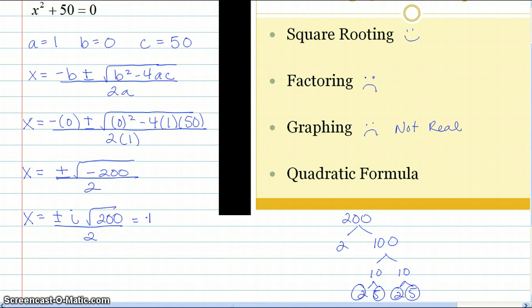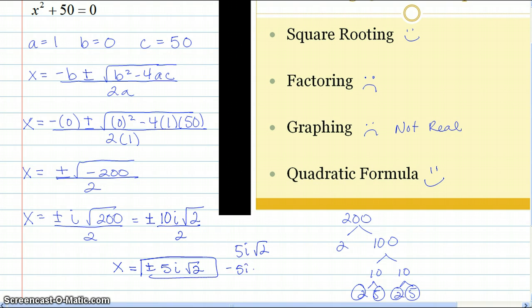So that would look like plus or minus, well, 2 times 5 is 10. The only single that's left is the 2 over 2. And then because there's only one single term on the top, we can divide here, and so we get plus or minus 5i square root of 2 again. So we were able to complete this by square rooting and by using the quadratic formula to find the two answers for x: a positive 5i square root of 2 and a negative 5i square root of 2.